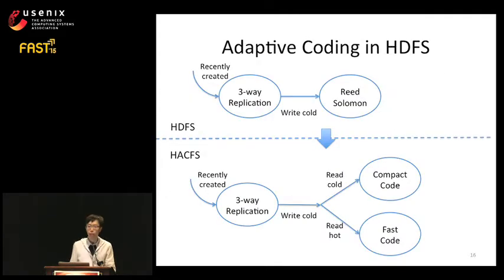We implement this idea and design our HACFS, which is the Hadoop Adaptively Coded File System. For comparison, originally HDFS will triplicate all new files. When new files become write cold, it will use the erasure code to code them. In most cases, it's a Reed-Solomon code. In our HACFS, we keep the 3-way replication for new files the same. When a file becomes write cold, we subclassify it into read cold and read hot files, and use the compact and the fast code accordingly.